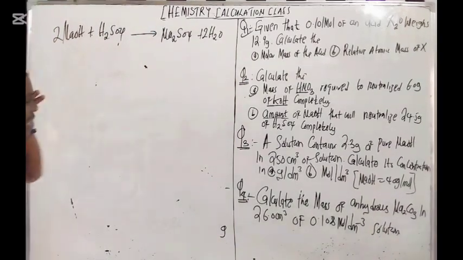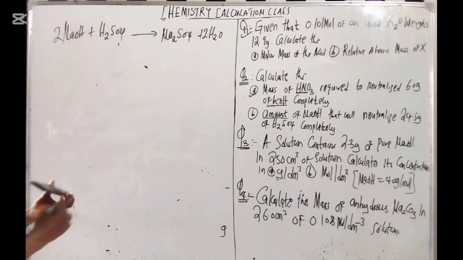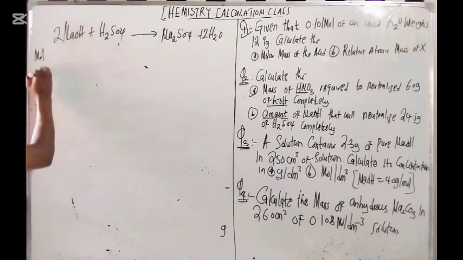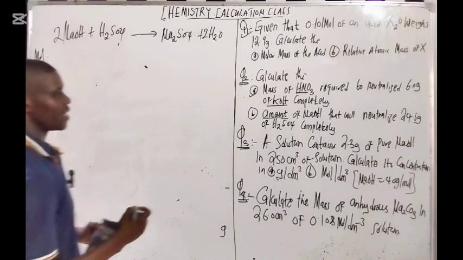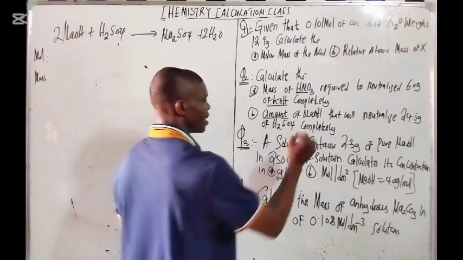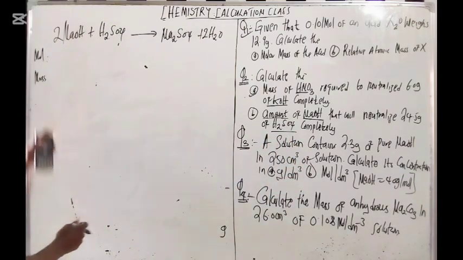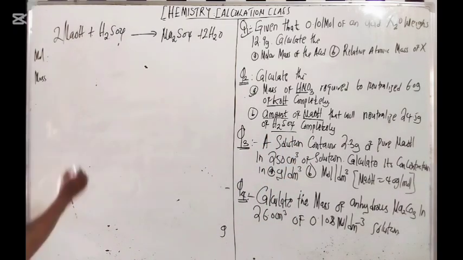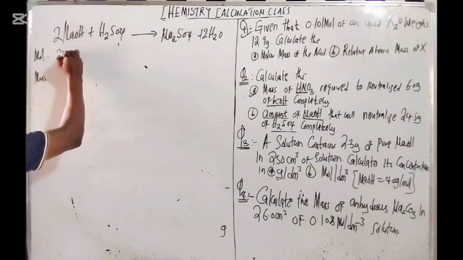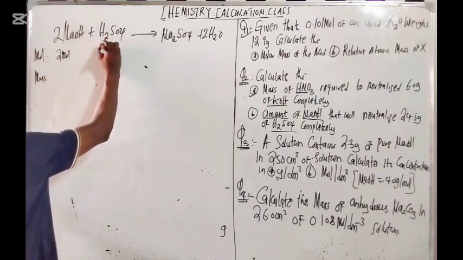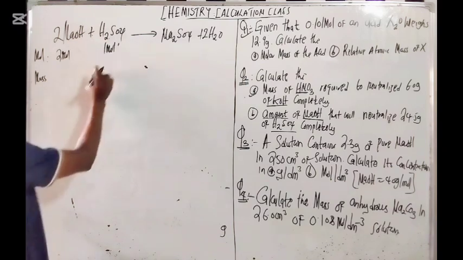Now the next thing to do here is to write the balance mole and balance mass. Now what they say here is that they make a mixture of two things here, NaOH and H2SO4. So how many moles do you have here? Here we have 2 moles. That is why you need to balance the chemical reaction. How many moles do you have here? We have 1 mole.